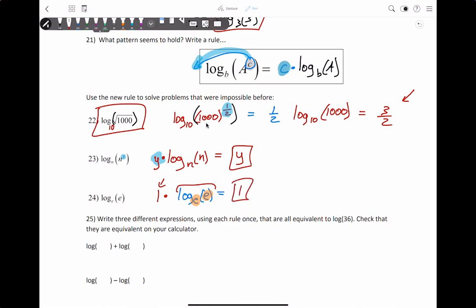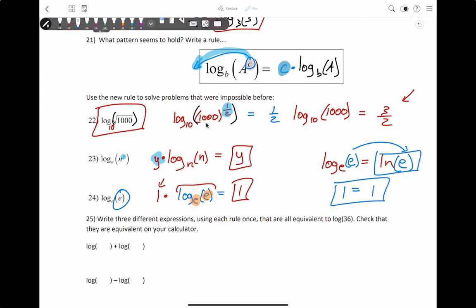Okay? Quick review, log base e is the same as natural log. So if I'm talking about this e right here, I know that this is just 1. And if I'm talking about this is also e, then I should know by now that the natural log of e is 1. They cancel each other off and they become 1.